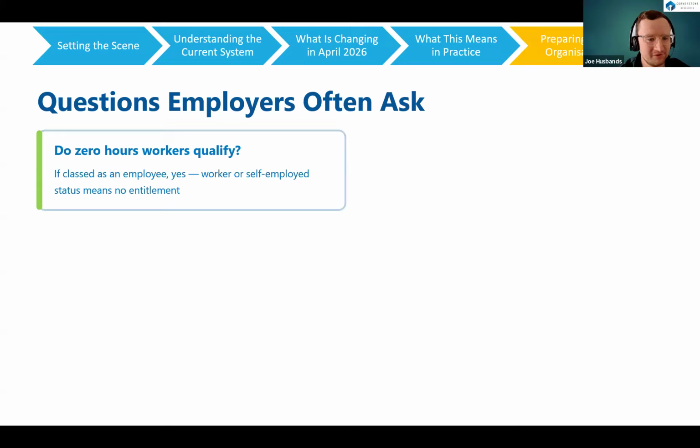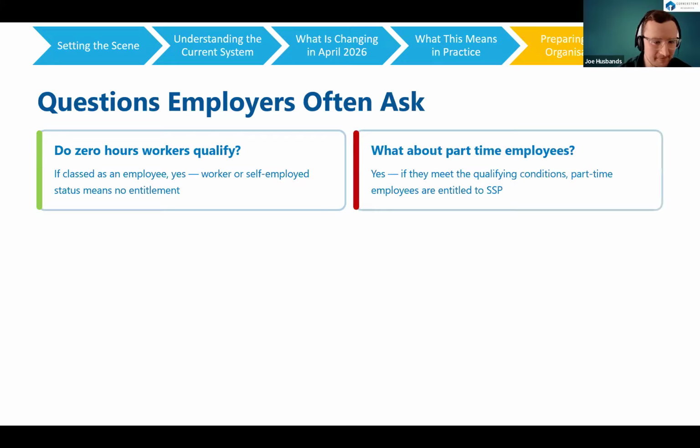Worker or self-employed status means no entitlement though. 0 hours workers are not automatically excluded from SSP because currently eligibility depends on average weekly earnings. Many 0 hours workers do not qualify today because their earnings fall below that threshold we've talked about. But once that threshold's removed, more casual and 0 hours workers will become eligible for SSP.